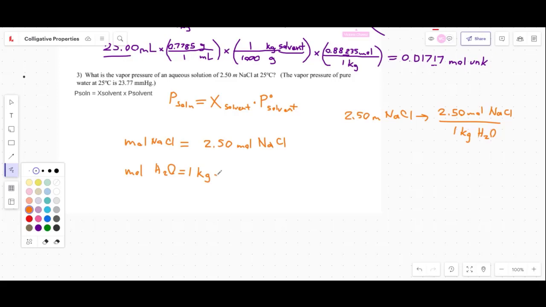So in the next line, let's go and figure out moles of water using dimensional analysis, if you would. So let's go and say moles of H2O is equal to 1 kilogram H2O.